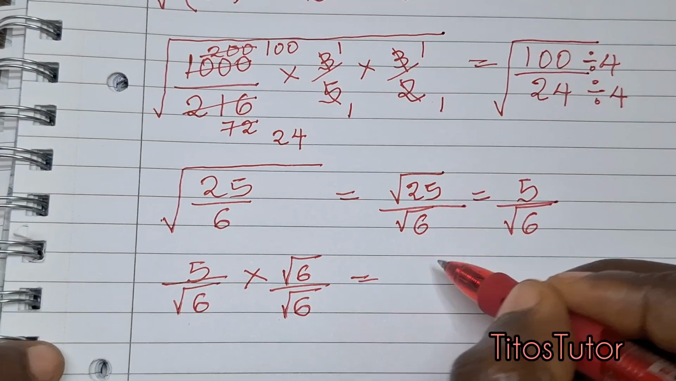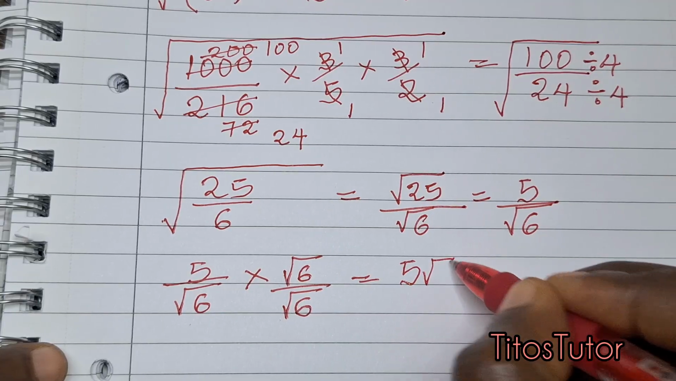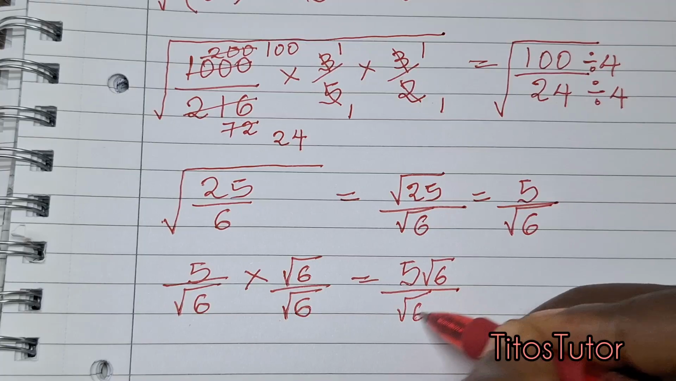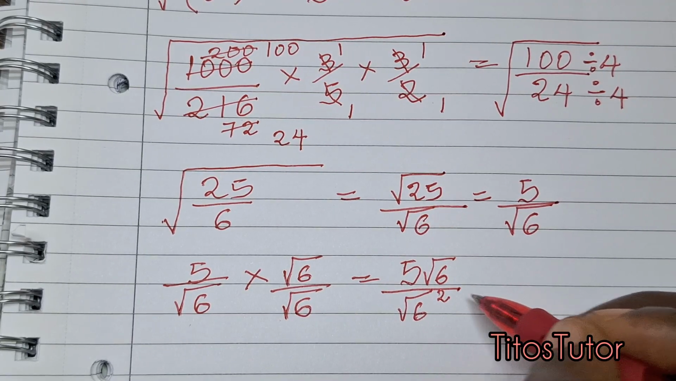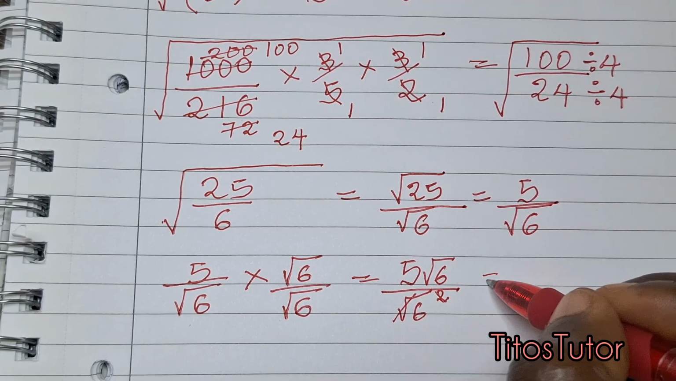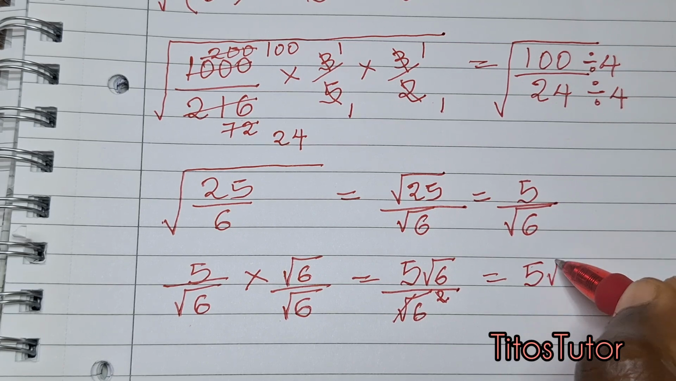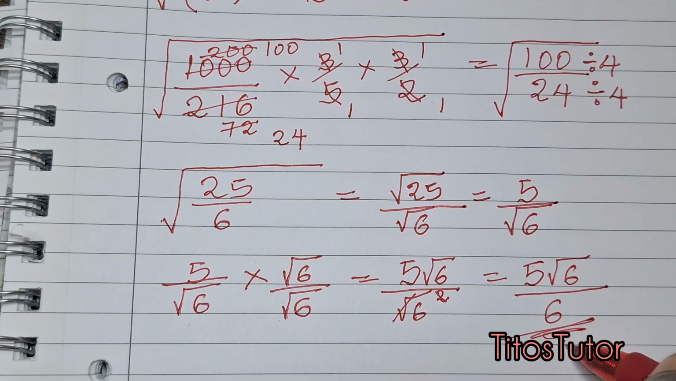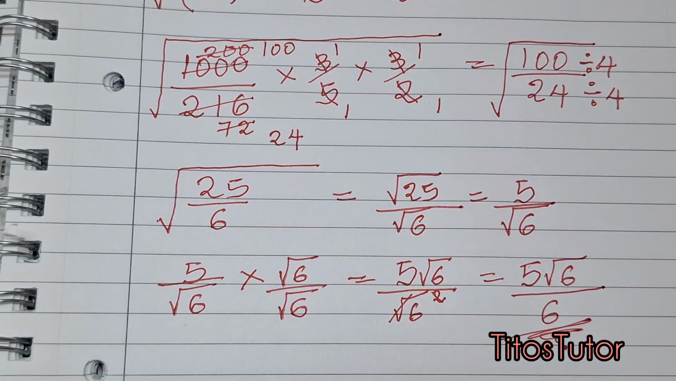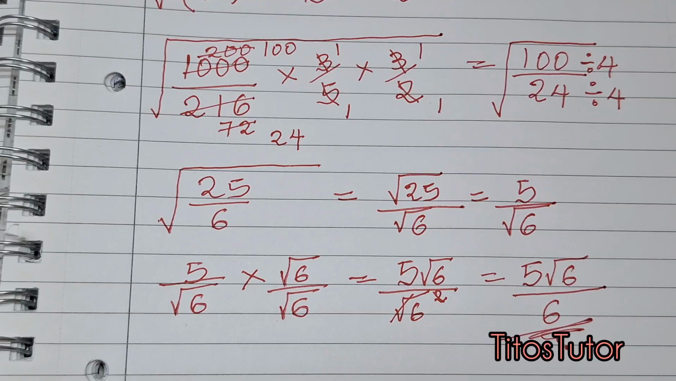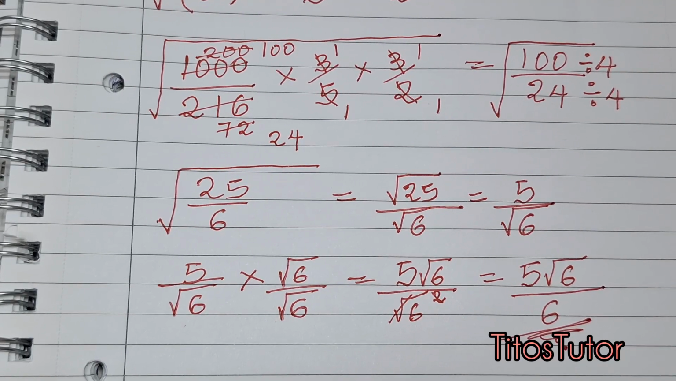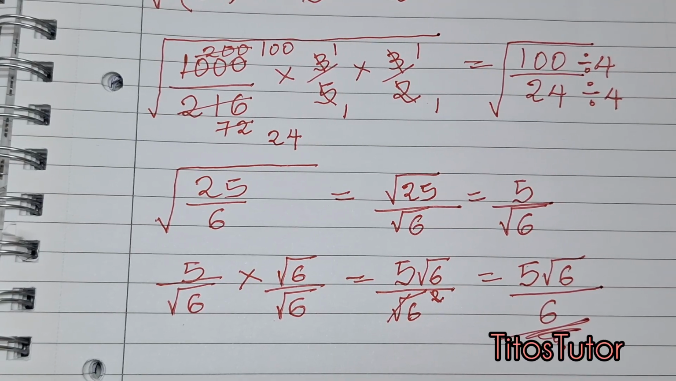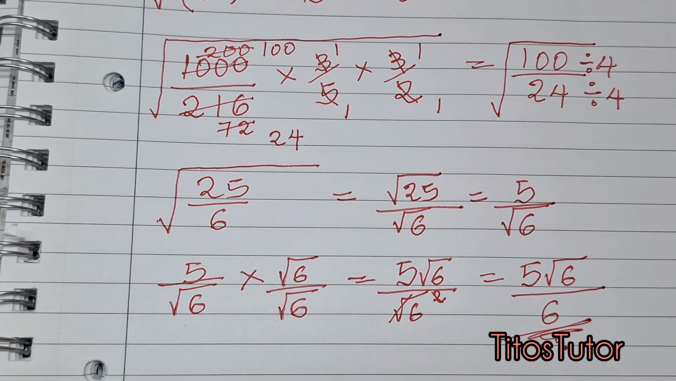Okay? So we say this is 5 multiplied by root 6 all over root 6 times root 6, which is root 6 squared. And we all know that square cancels square root. So you have the final answer, 5 root 6 all over 6, and you are done. And that's how you simplify even the toughest indices question. Remember, every complex math problem becomes simple once you understand the rules.